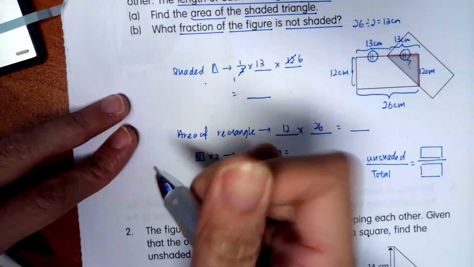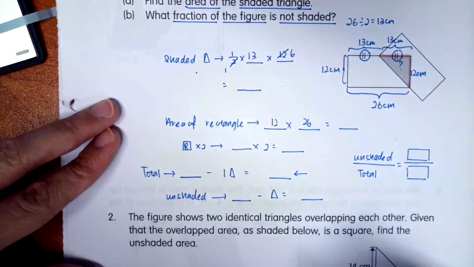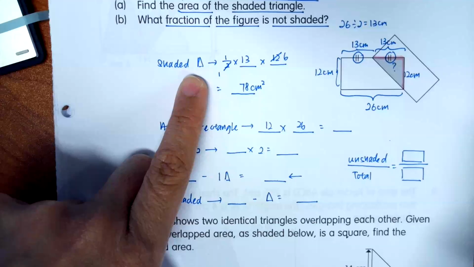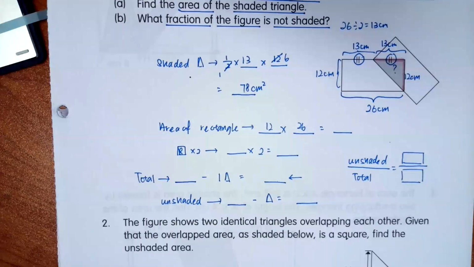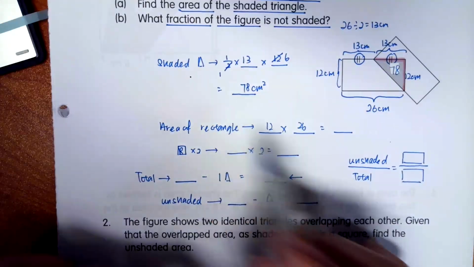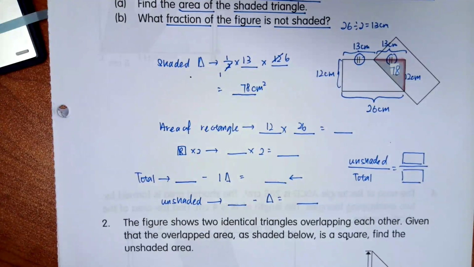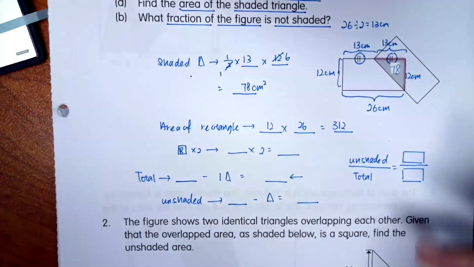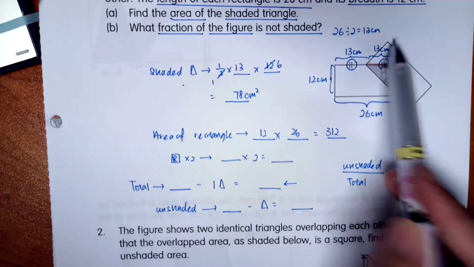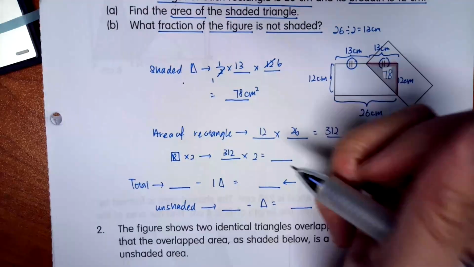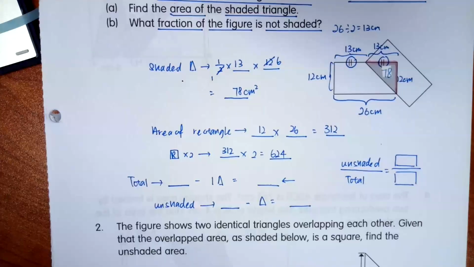All right, so maybe I just lead you through the steps itself. Okay, so half times 13 times 6. I'll have 78 square centimeters. So I know inside this triangle, it will be 78. Okay, so the rectangle is 12 times 26. And I would have 312. Okay, and then the two rectangles, this plus this, 312 times 2, I'll have 624.